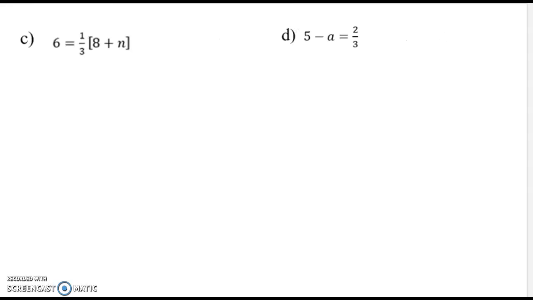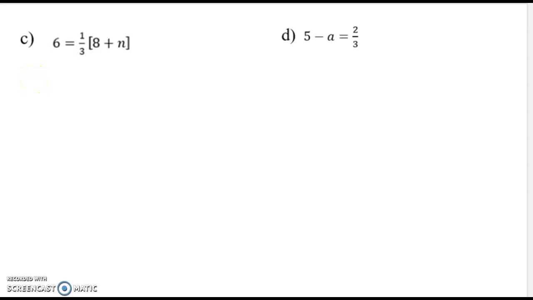Next, we have 6 equals 1/3 times, in brackets, 8 plus n. So the first thing we want to do is get rid of the fraction. So we're going to multiply both sides by 3, okay? So if we multiply this side by 3, multiply by 3 and then divide by 3, they cancel out. So I'll do it just to show you.